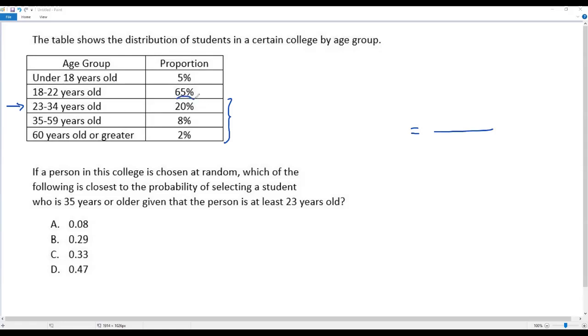Okay, now let's add these three percentages. 20 plus 8, 28, 28 plus 2, 30%. So 30% is the number connected to this information, that is the students who are at least 23 years old. So that number has to be written in the denominator, 30%.